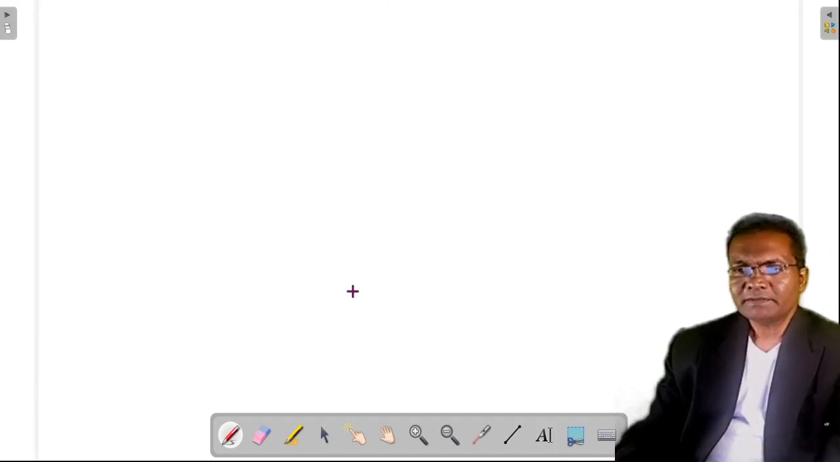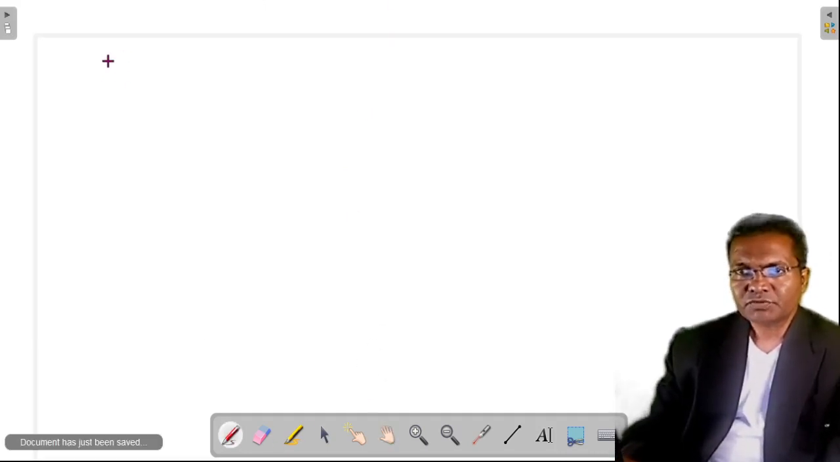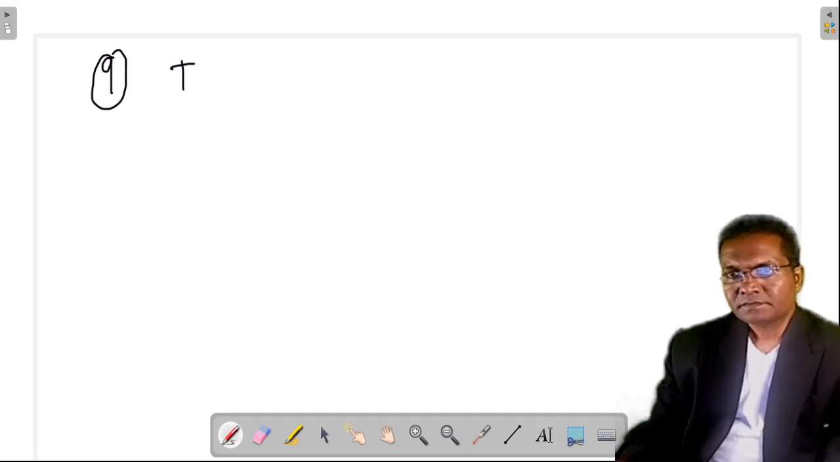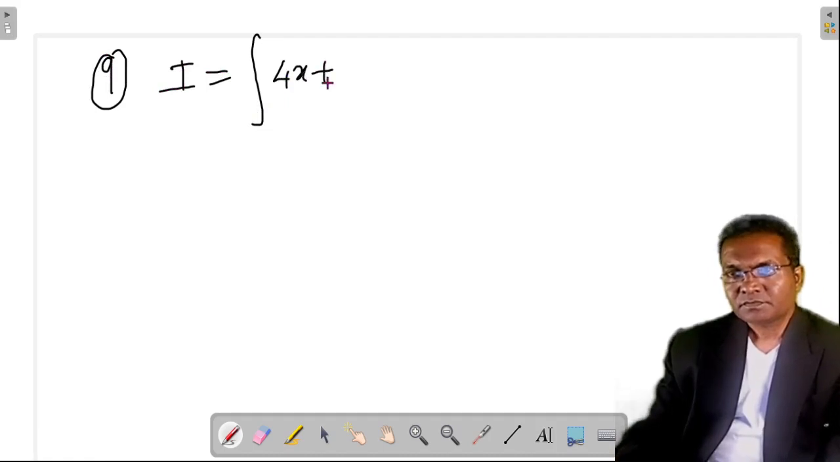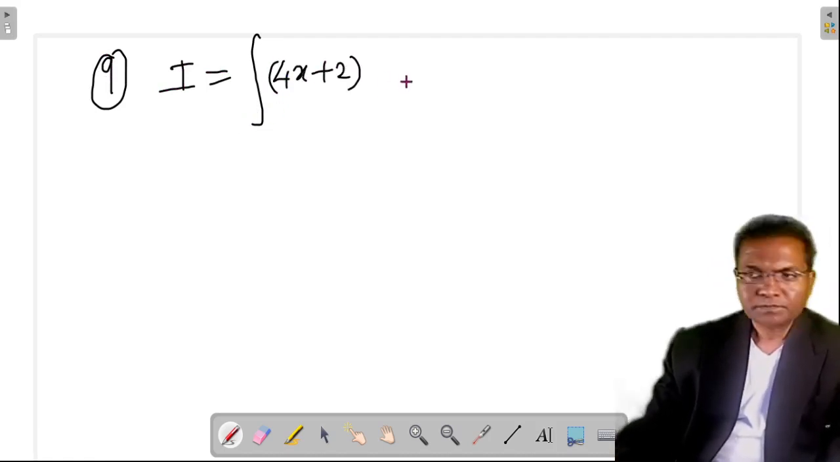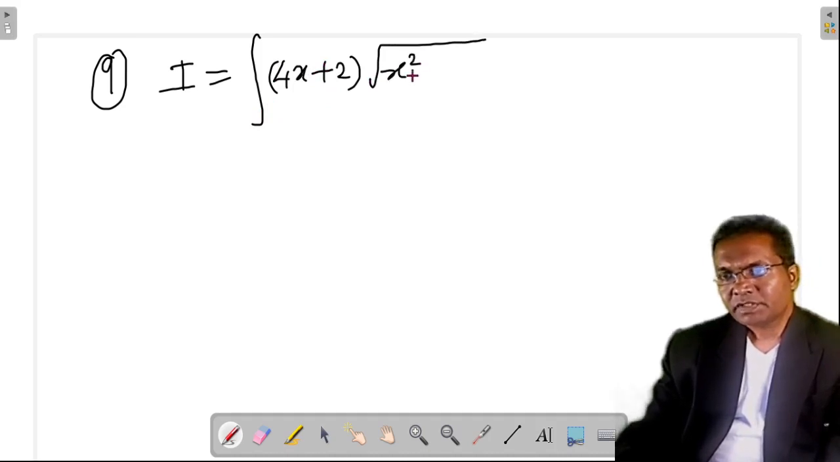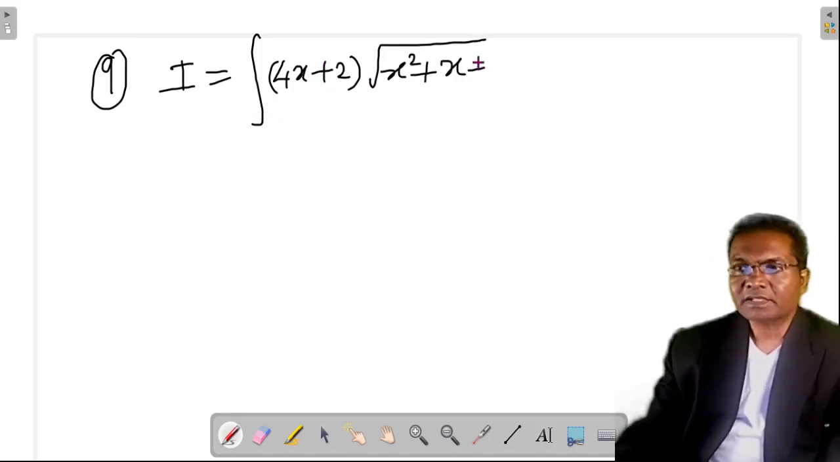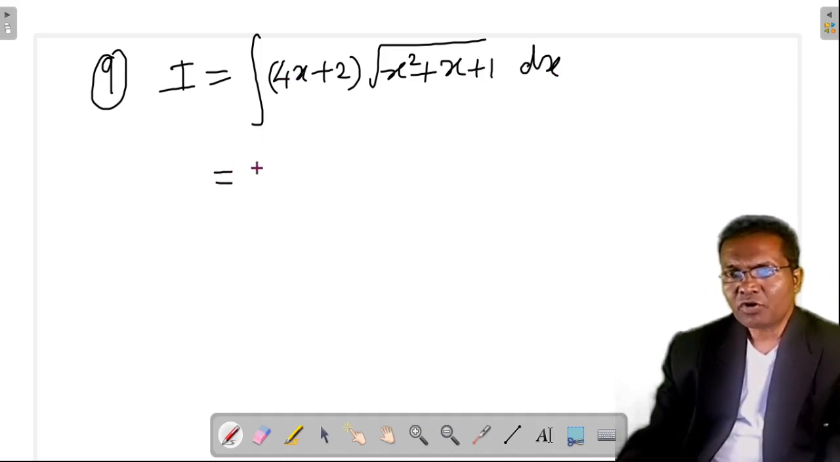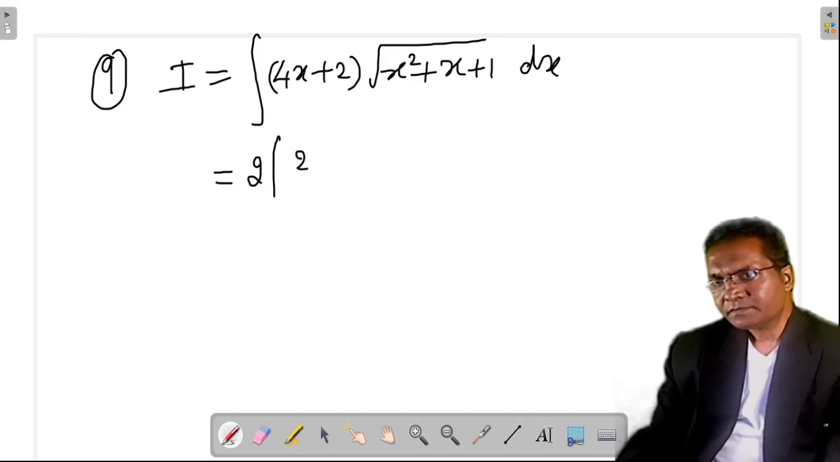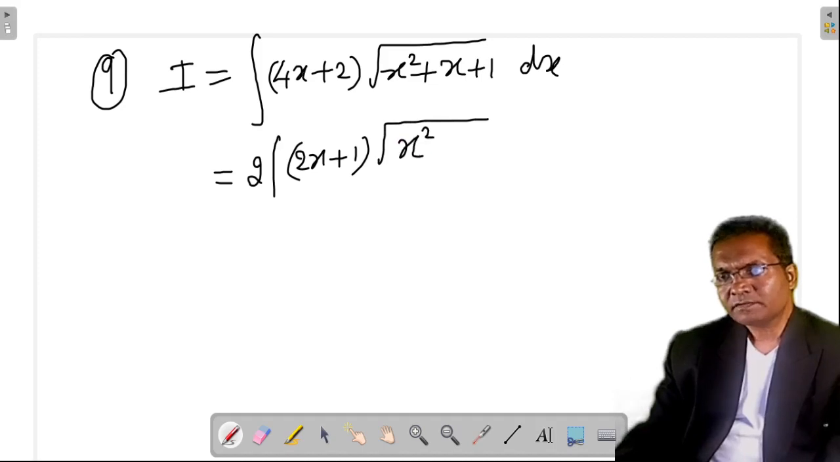So let's have another example. This is question number 9. I is equal to 4x plus 2 into root of x square plus x plus 1 dx. So make some arrangement here. If I take 2 common from this, what you will get? 2x plus 1 root of x square plus x plus 1 dx.